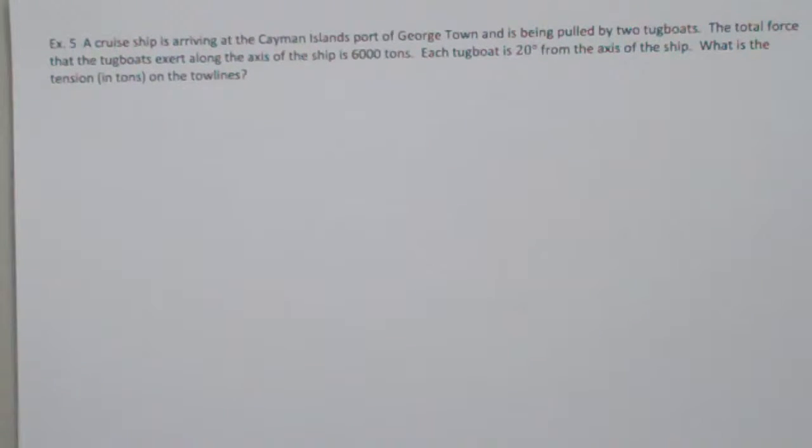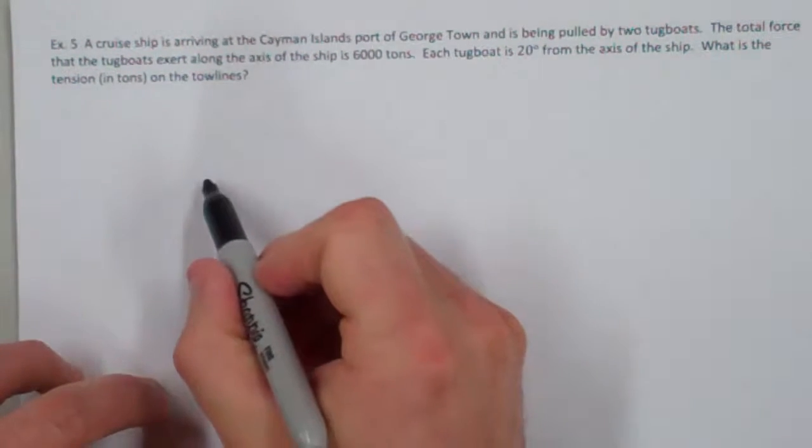Example 5, we have an interesting problem. There's a cruise ship arriving at the Cayman Islands port of Georgetown, and it's being pulled by 2 tugboats. The total force of the tugboats that exert along the axis of the ship is 6,000 tons.